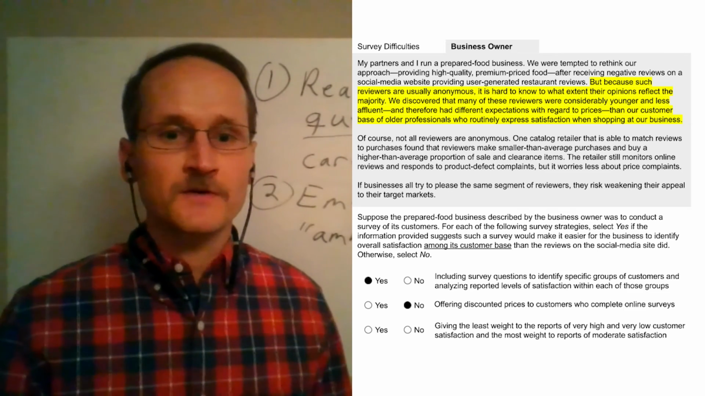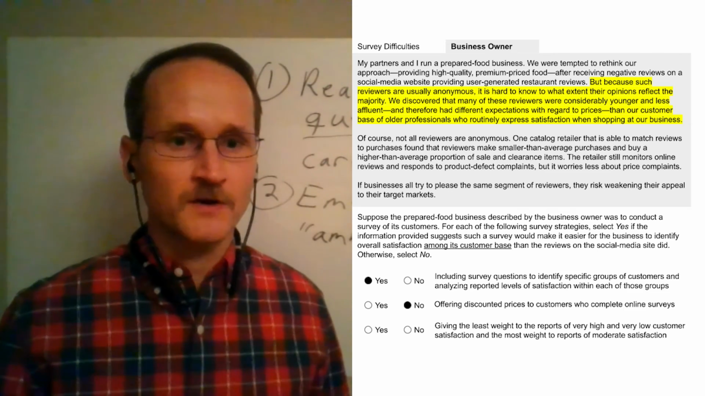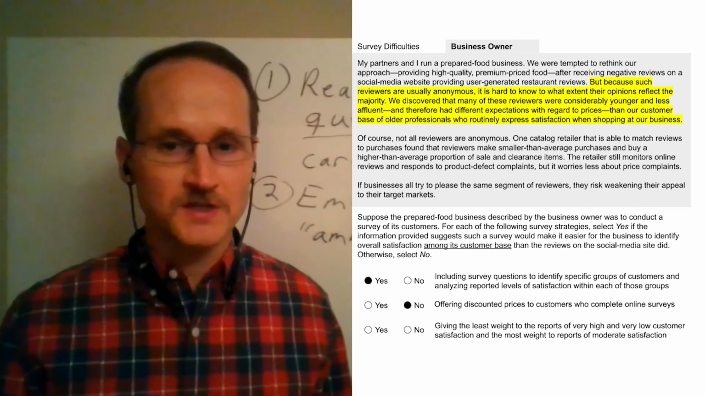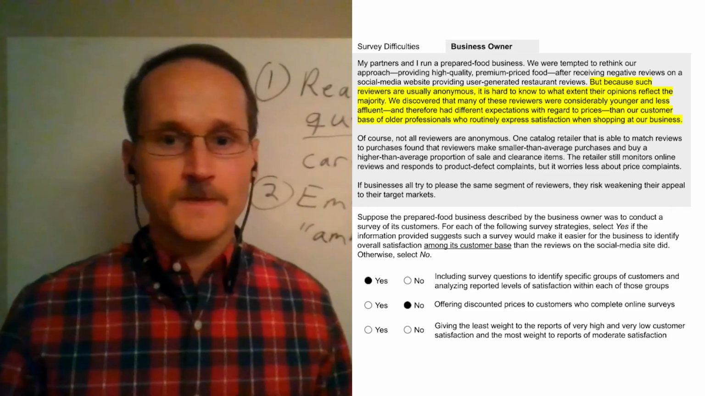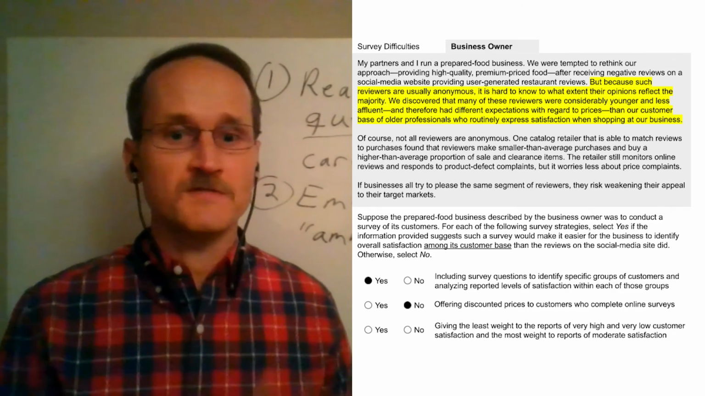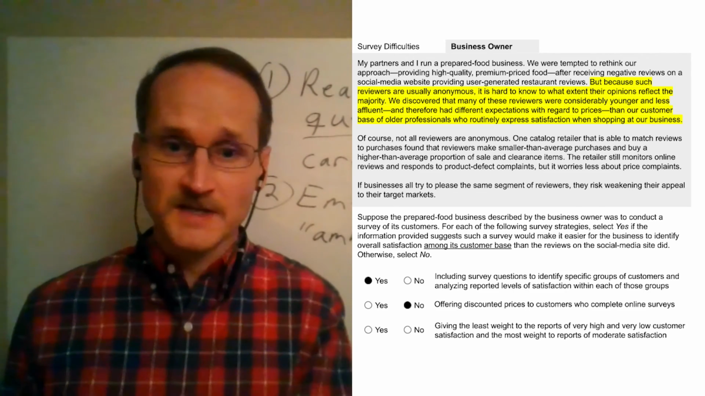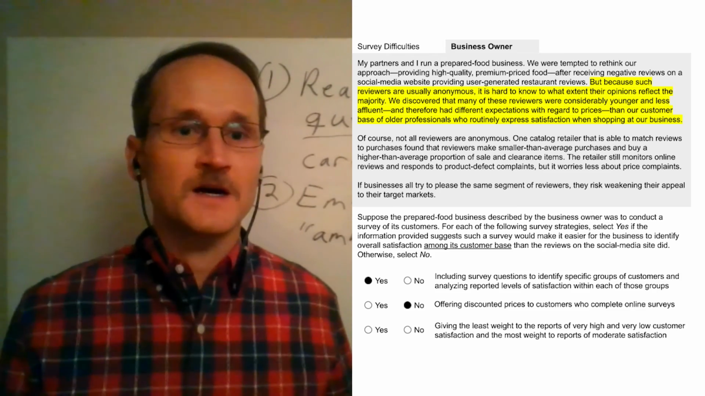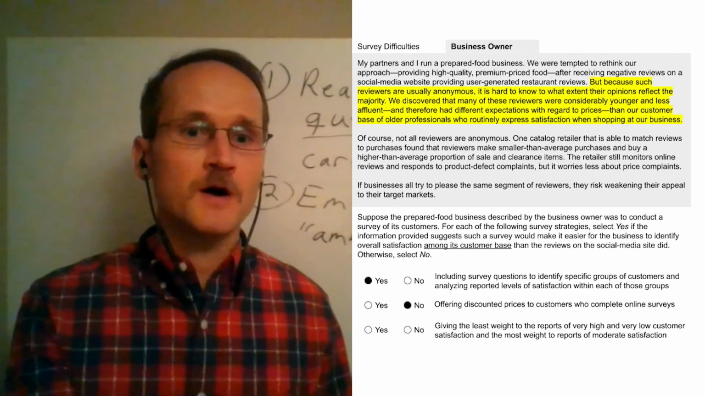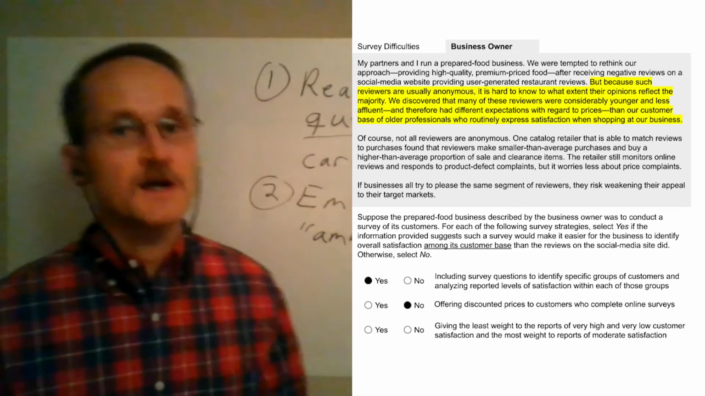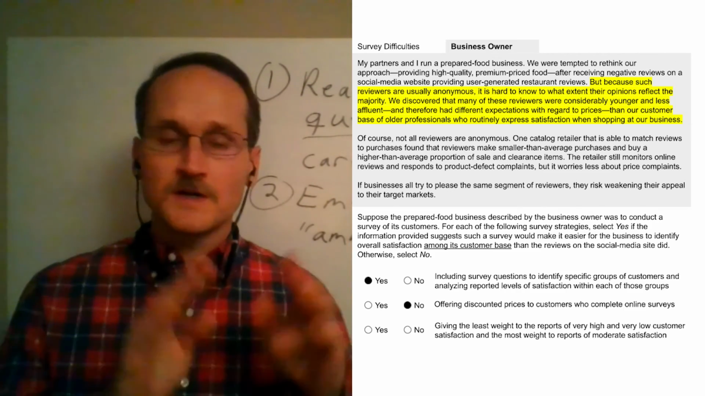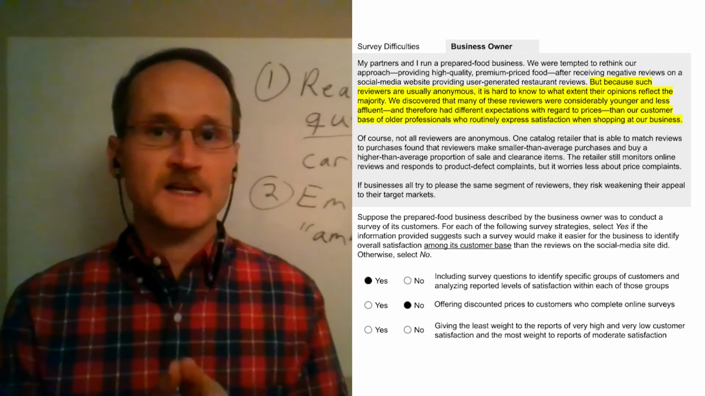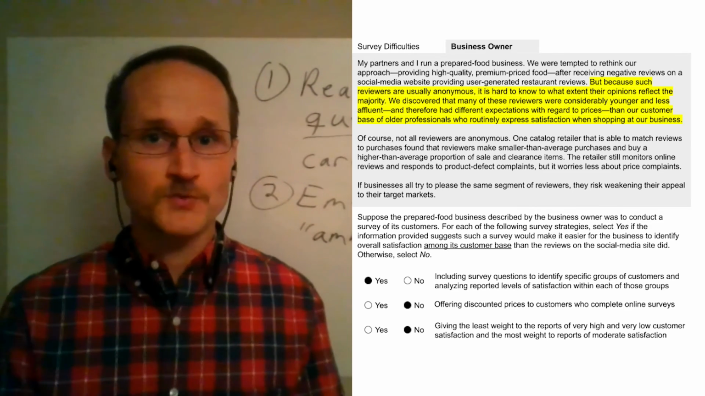Statement 3, giving the least weight to the reports of very high and very low customer satisfaction, and the most weight to reports of moderate satisfaction. So essentially, this is going to weed out the opinions on the fringes, people who are very satisfied, people who are very unsatisfied, leaving us with what's in the middle. But does that tell us anything about our customer base? Again, that "among its customer base" part is critical here. That's why you need to read this question carefully. This doesn't help us. This eliminates some outliers, but it doesn't tell us anything about the overall satisfaction of our customer base. So this one's a no as well.